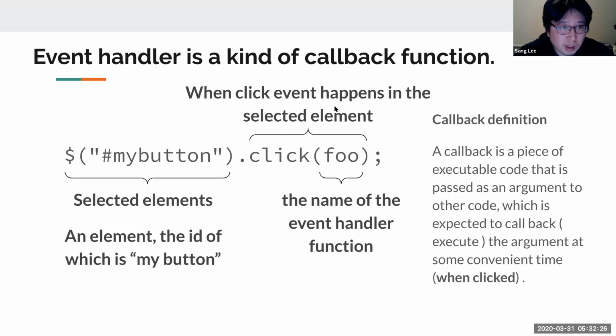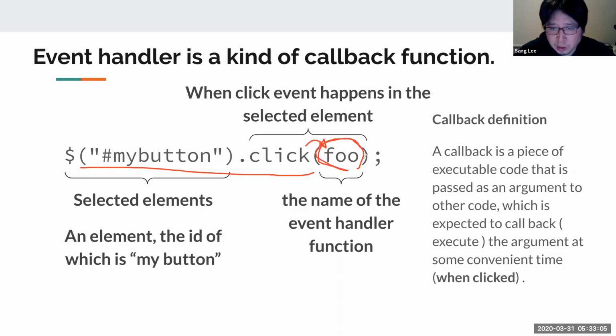Okay, and then we looked at the event handler, and the event handler is kind of a callback function. So basically what it is saying is that, hey, I'm going to run this particular function called foo when something is clicked. It's not waiting until this button is clicked. It's going to run this foo function when the button is clicked. So it exactly matches the definition of callback.